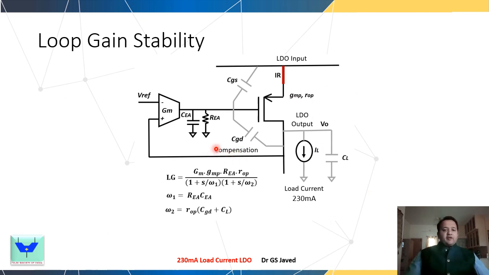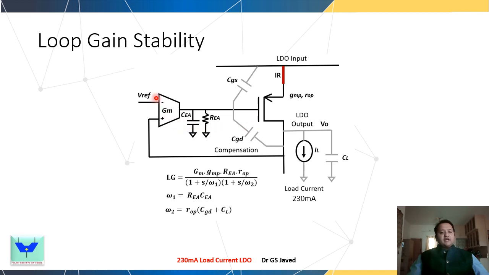An important point when we look at an LDO, since it is a feedback mechanism, is the loop gain. The loop gain stability plays a very important role in providing the right kind of LDO output current and the regulation that we will look at. So what are the factors contributing to the loop gain?